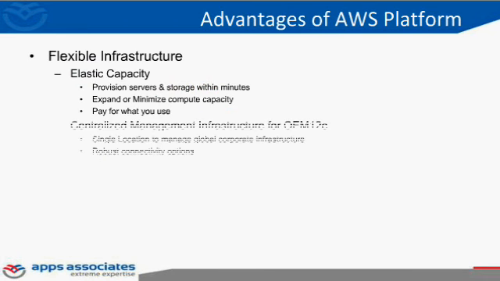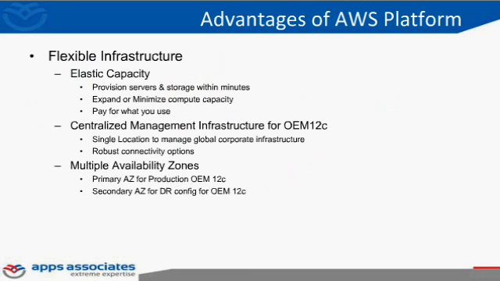You have the ability to have a centralized management infrastructure for OEM 12c. You don't need to have OEM deployed in every one of your data centers to locally manage each of your remote infrastructures and have multiple monitoring tools and monitoring environments for your administrative staff to manage a global enterprise. You are able to operate and manage from a single central location. The multiple availability zones provide some high availability capabilities and configurations so that your systems have the ability to run and operate.